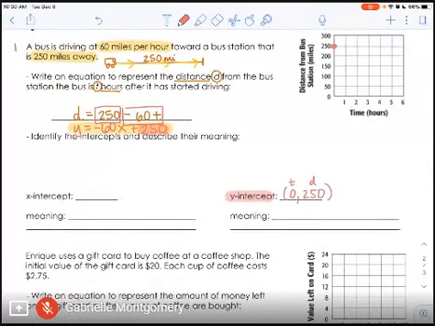What that means is when I start driving, I have 250 miles to go. So before driving, at time equals 0, there are 250 miles to go. That's my total distance.